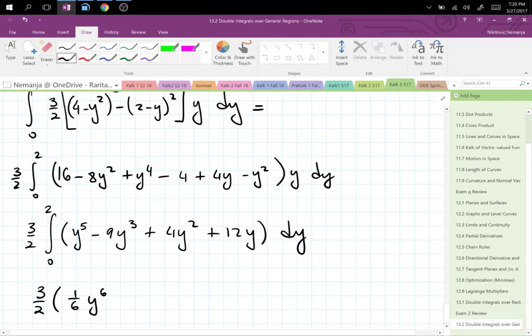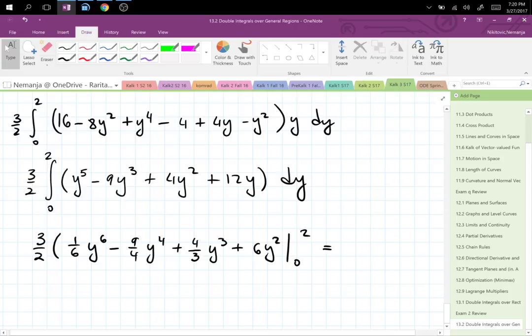1 over 6 y to the 6 minus 9/4 y to the 4 plus 4/3 y cubed plus 6y squared from 0 to 2. So 64/2 is 32 over 3. Minus 2 will cancel of this, it's 36. Plus, that's 832 over 3, plus 424.